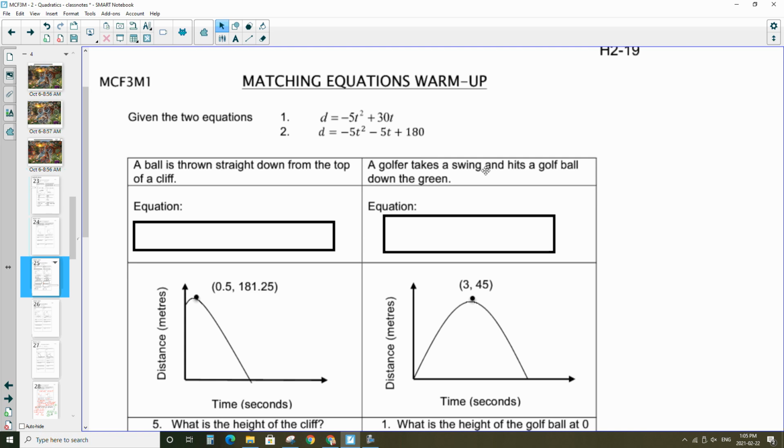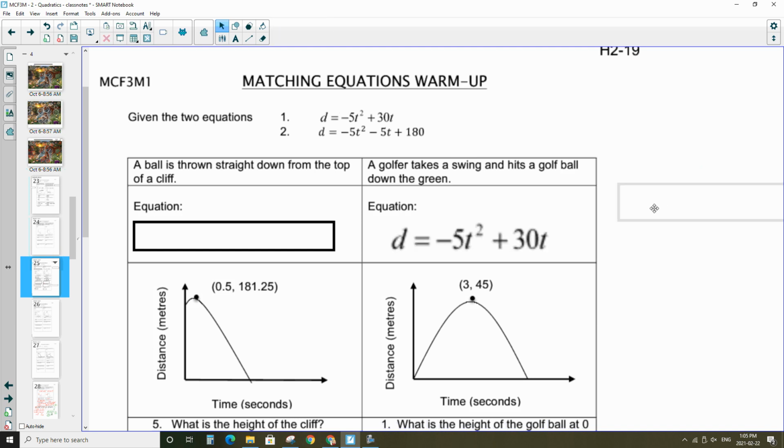So we've got a golfer takes a swing and hits a golf ball down the green. And looking at this graph here, we can see this graph has a y-intercept of 0, so it has to match the first equation. Right, the second graph has a y-intercept up here somewhere. It's going to be this 180, so that one's going to match that graph.